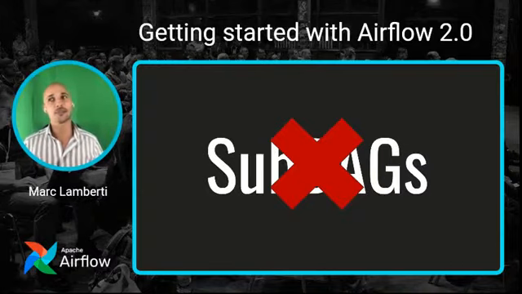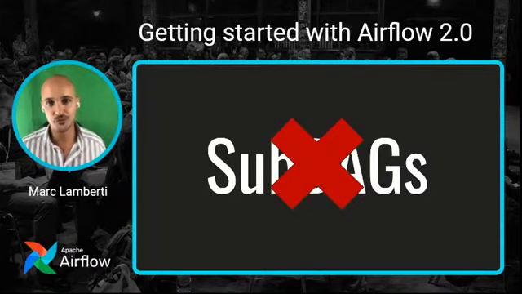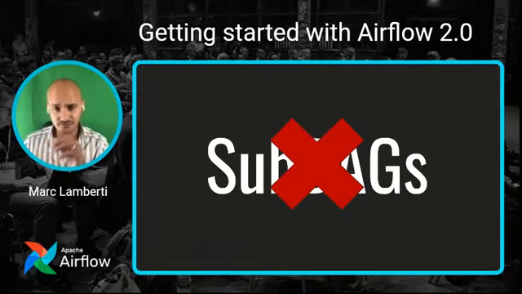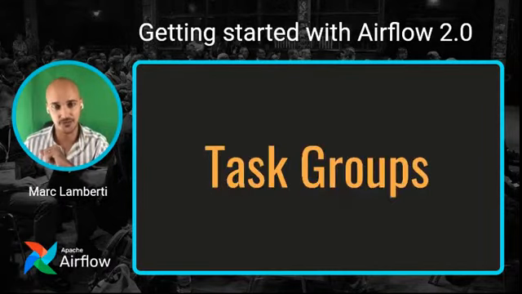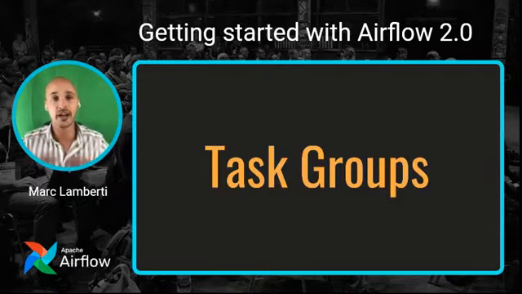Okay, now you might say, thank you, Marc. We should not use sub-DAGs, but what should we use instead? You should use task groups. Task groups is a new concept in Airflow 2.0, and they do exactly what the sub-DAGs do, but in a better and more efficient way. Let me show you this.